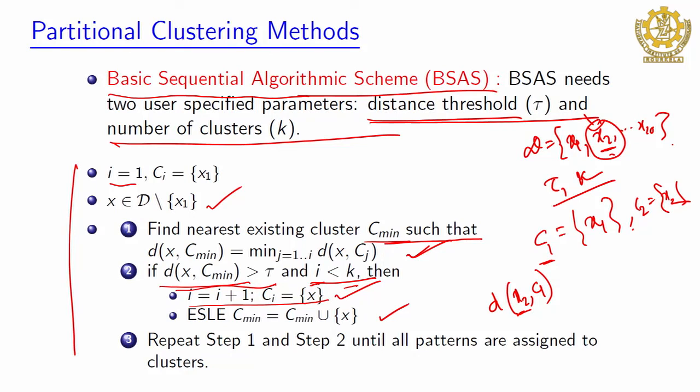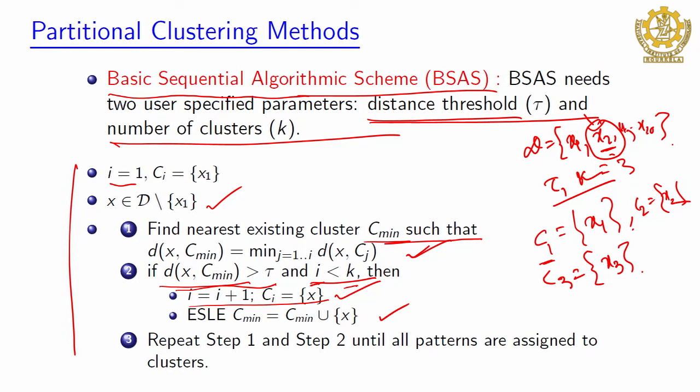Now, you move to the third point x 3. What do you do? Same thing, you compute the distance from x 3 to C 1, you compute the distance from x 3 to C 2, and find which one is the closest. Let us say the closest is this one, but this distance is greater than tau and the number of clusters k is 3. So, therefore, x 3 will form a new cluster, C 3.